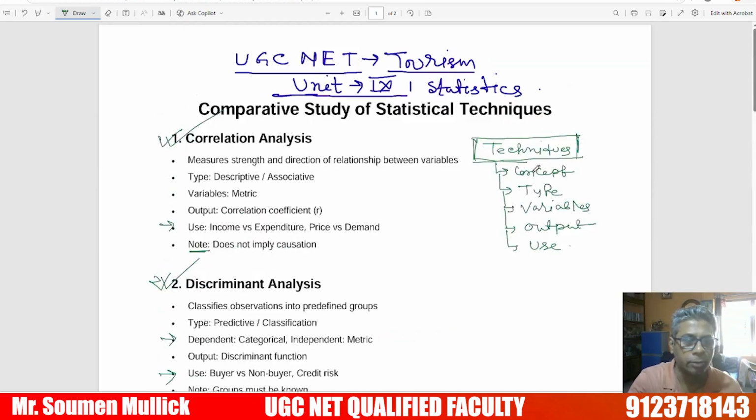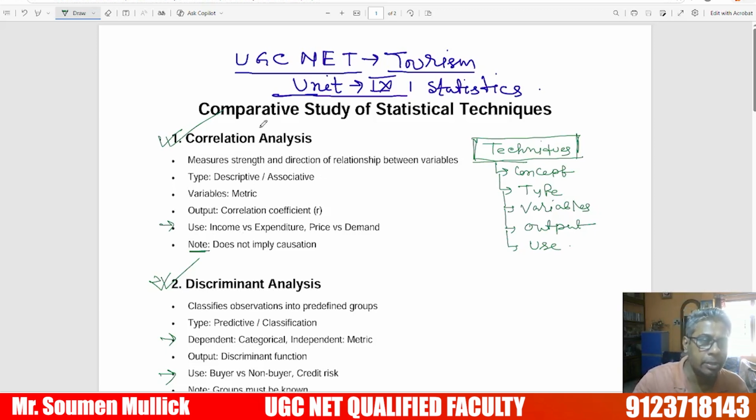What is the concept? What do you mean by correlation analysis? Correlation analysis basically measures the strength and direction of relationship between variables. Number one, what is the type? Basically, the type is descriptive and associative. The variables of correlation analysis are metric. What is the outcome of correlation analysis? The outcome is the correlation coefficient R.